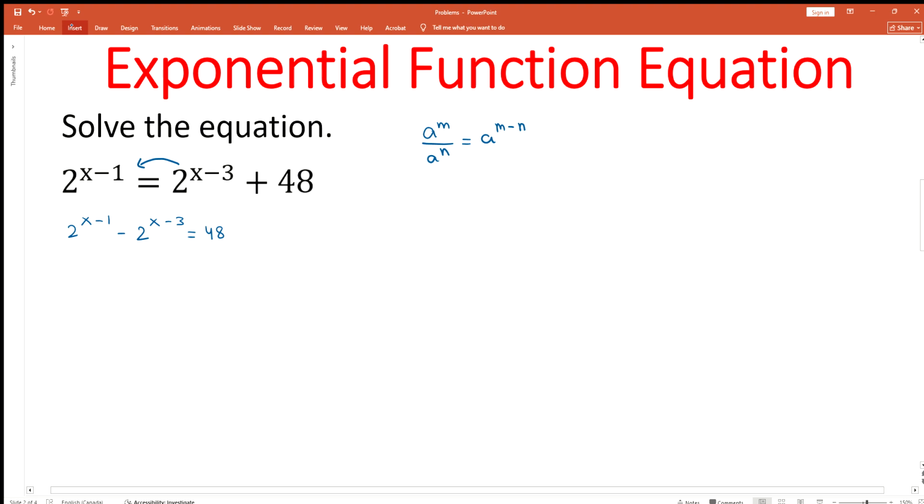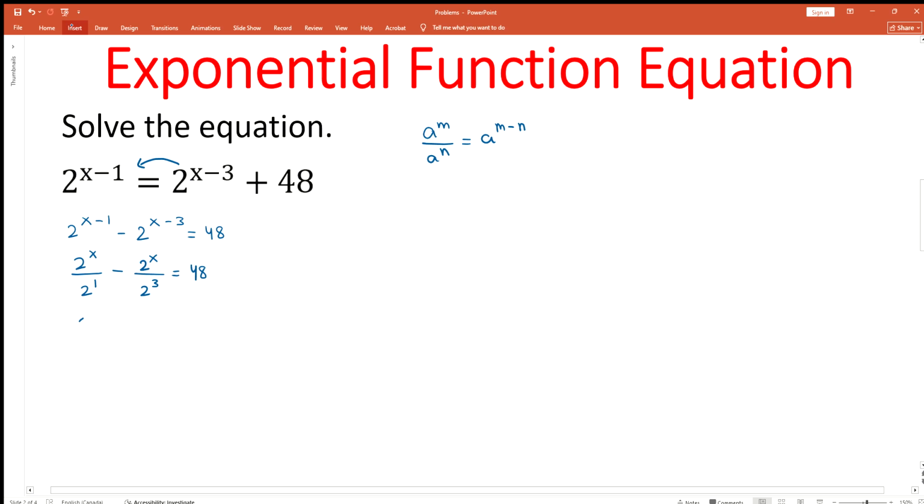We have to break up 2 to the power x minus 1 as 2 to the power x over 2 to the power 1. And for the other term, we can write 2 to the power x over 2 to the power 3 equals 48. The reason we do this step is because we want to isolate x in this equation. So in this step, we got rid of the negative 1 and negative 3, that's with the x's in the exponents.